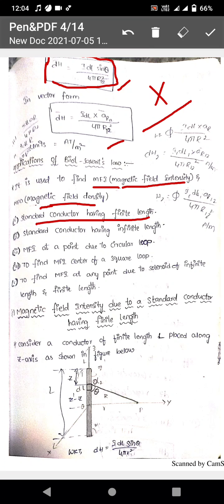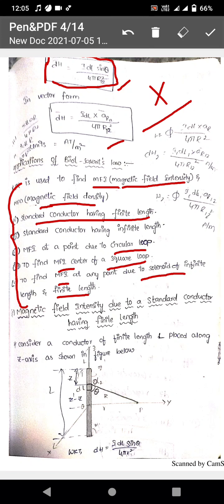If you calculate H bar at a point P, we can easily calculate the magnetic flux density B bar, because B equal to mu H, so H equals B divided by mu. We can also find magnetic flux density due to a circular loop, and magnetic field intensity at the center of a square loop. So many ways we can use the Biot-Savart law to calculate H bar. We can also find magnetic field intensity at any point due to a solenoid of infinite length and finite length. By the study of all these applications, the chapter will be closed.